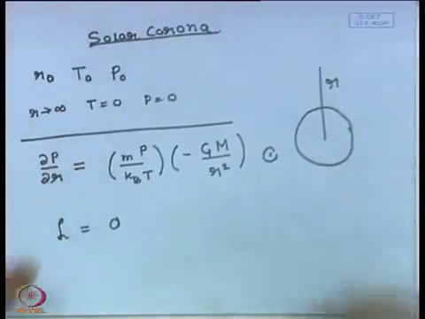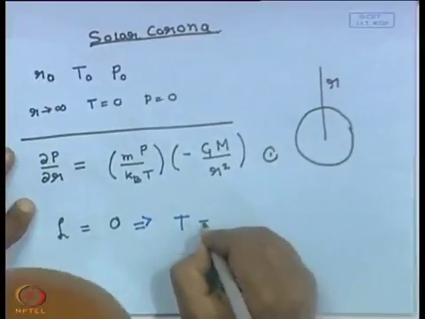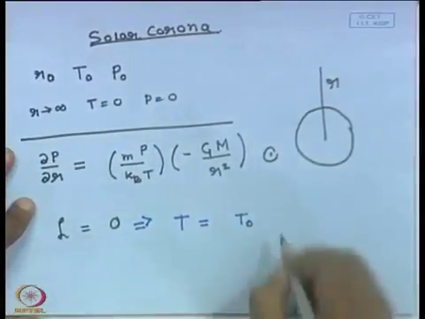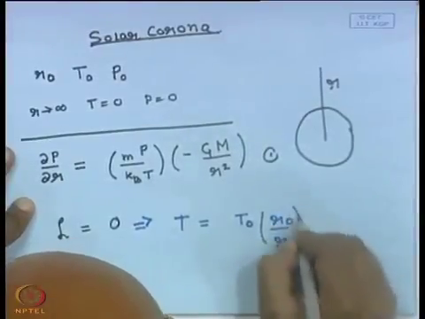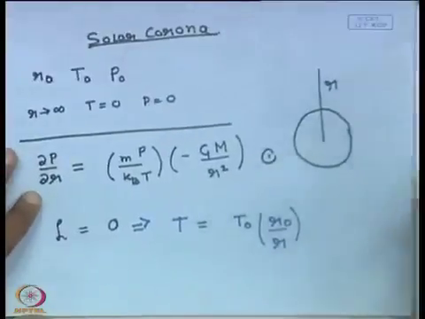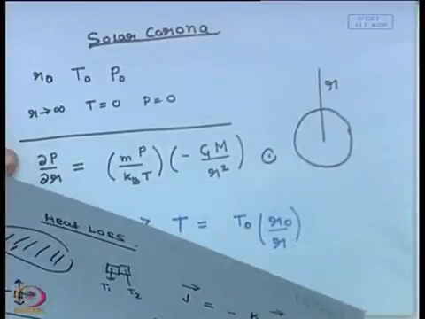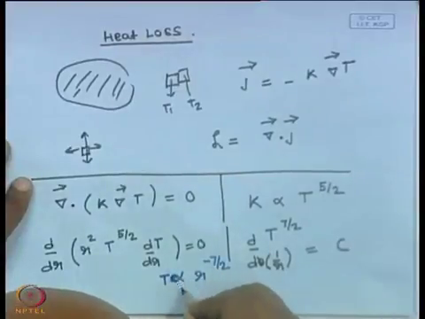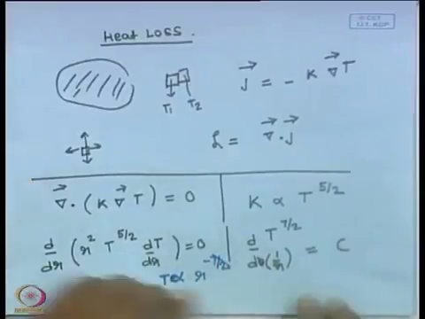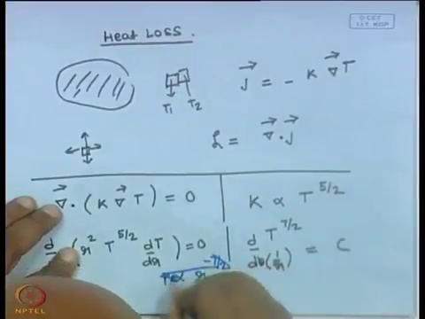So, let me put it here. This implies that the temperature varies with r as T equal to T naught r naught by r. This should be 2 by 7, sorry, not 7 by 2, right? T to the power 7 by 2 is equal to this, so this should be 2 by 7. Let me just write down the solution here.